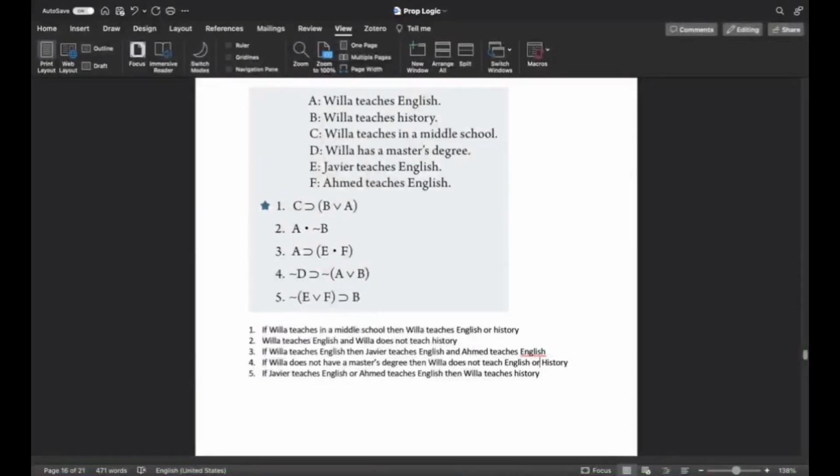Yeah, so what you can do for this is, like when you write negations, right? For compound propositions, you could say it is not the case that, and then represent the proposition. So it is not the case that Willa teaches English, or Willa teaches history. I'm not saying what you said is wrong, but yeah.